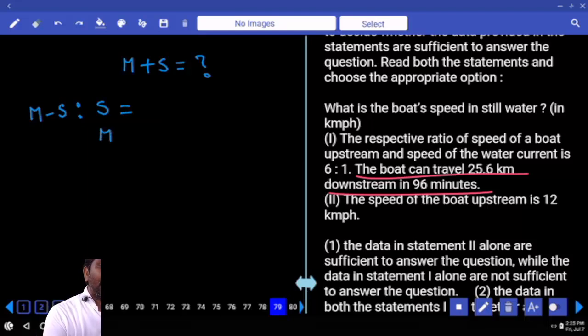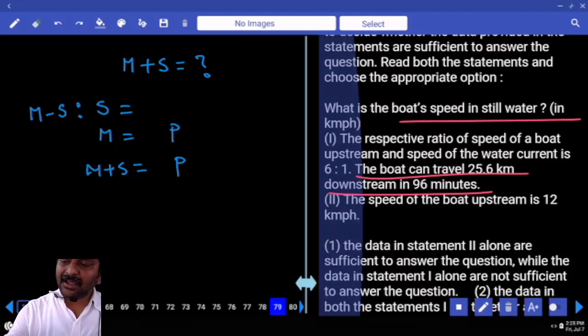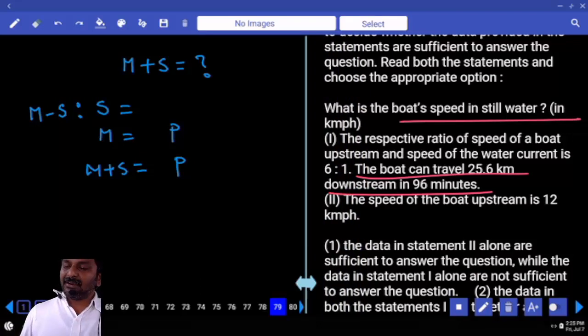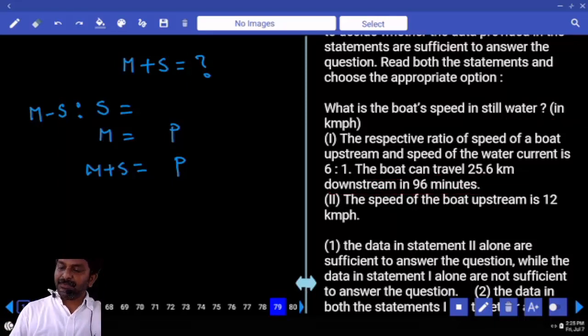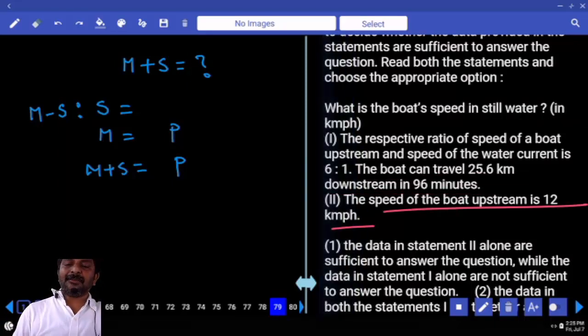Using this, can we calculate how much is M in terms of number of parts? And can we calculate M plus S is equal to how many parts? Can we calculate or not? So can you answer the question or not? Yes, one alone is sufficient to answer the question. You don't have to solve and get the number. Ardhamavutunda? Next. Speed of the boat upstream is 12 km per hour.